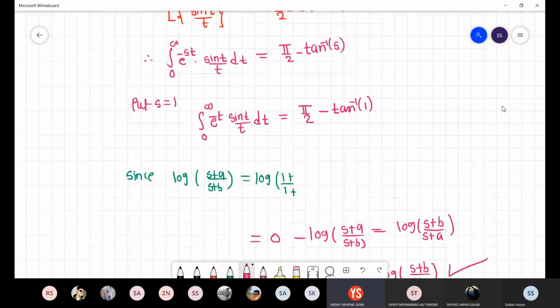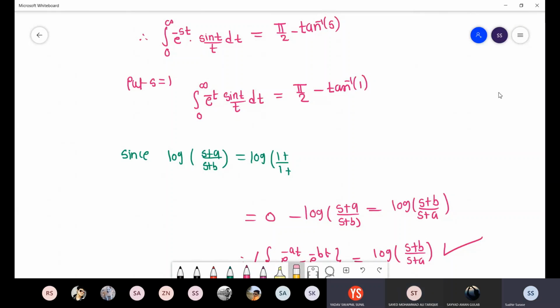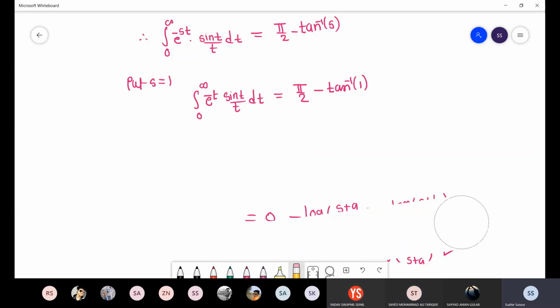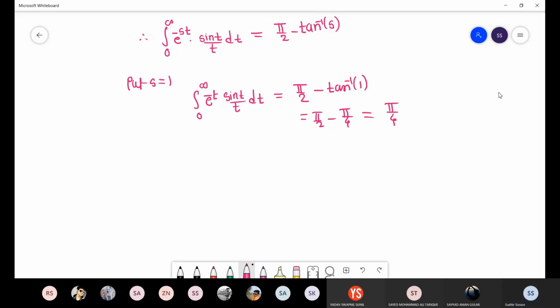But what is the value of tan inverse 1? Pi by 4, sir. Pi by 4. So pi by 2 minus pi by 4, it is what? Pi by 4. Yes. So the answer of this question, integral 0 to infinity e to the power minus t sin t whole divided by t dt, is nothing but pi by 4. Very nice. Thank you, Swapnil.